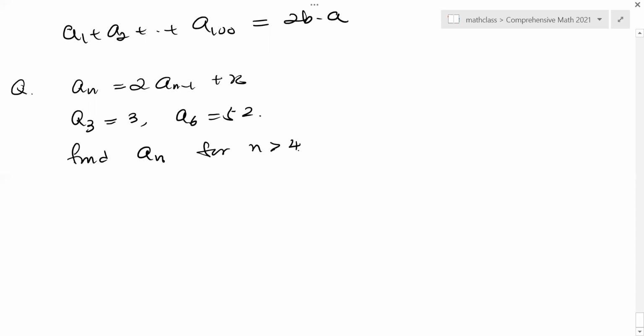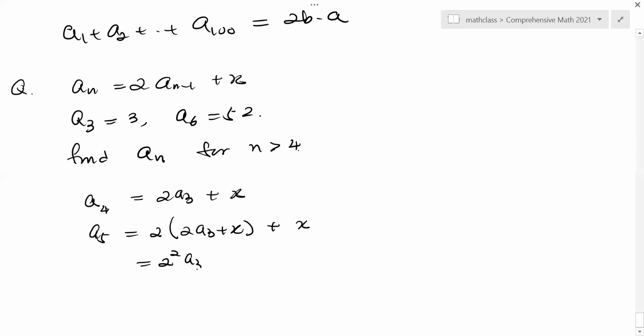The homework assignment is usually the previous math class problems. So how to do that? We just look at a few terms to figure out the pattern. A4 is 2A3 plus x. I don't need to know the exact value of A3 right now. And then A5 is twice A4 plus x. So I'm going to simplify a little bit.